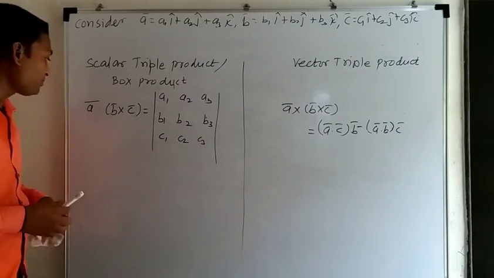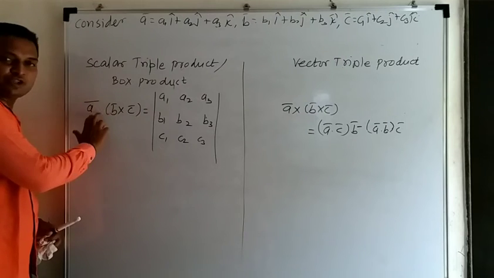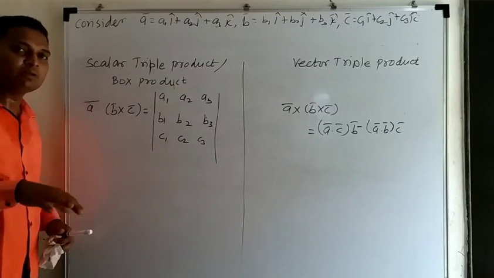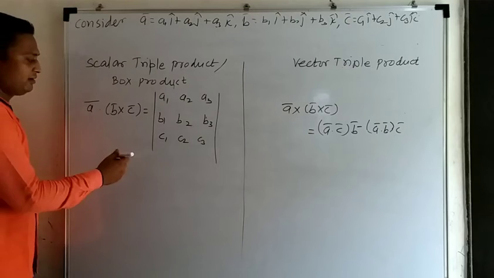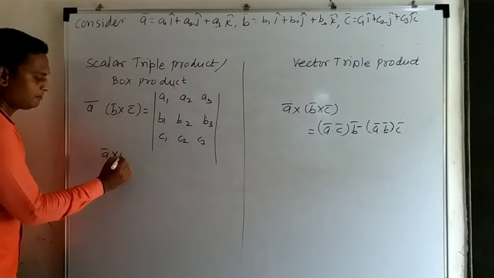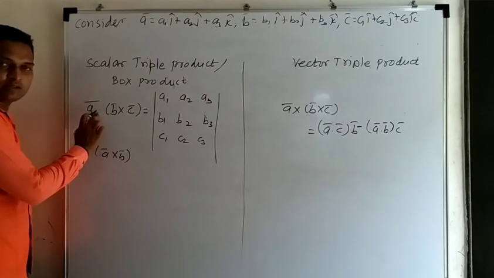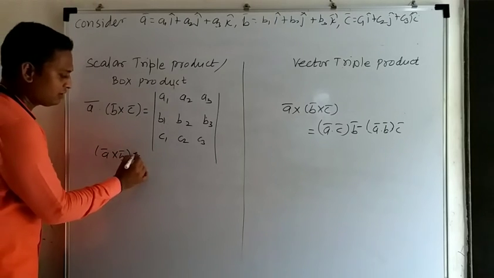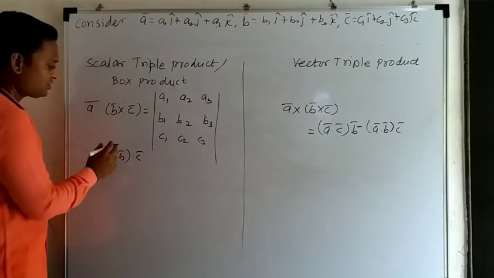The first property is that if we interchange the positions of dot and cross, the value of the product remains unchanged. It doesn't matter if I take the cross here and the dot here, the value of the product remains unchanged. These two are the same.